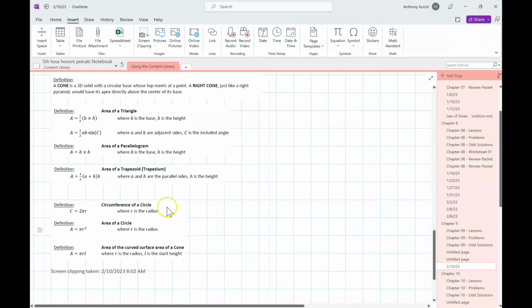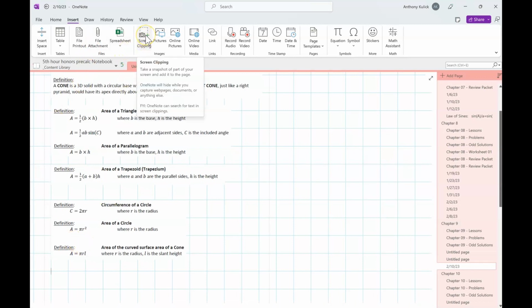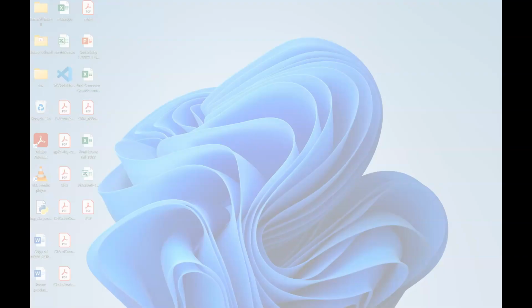Another set of common formulas would be the circumference for a circle. That's 2 pi r, or just pi d, either is fine, where r is the radius and d is the diameter. The area for a circle is pi r squared. And then the area for the curved surface of a cone is pi r L, where L is the slant height.